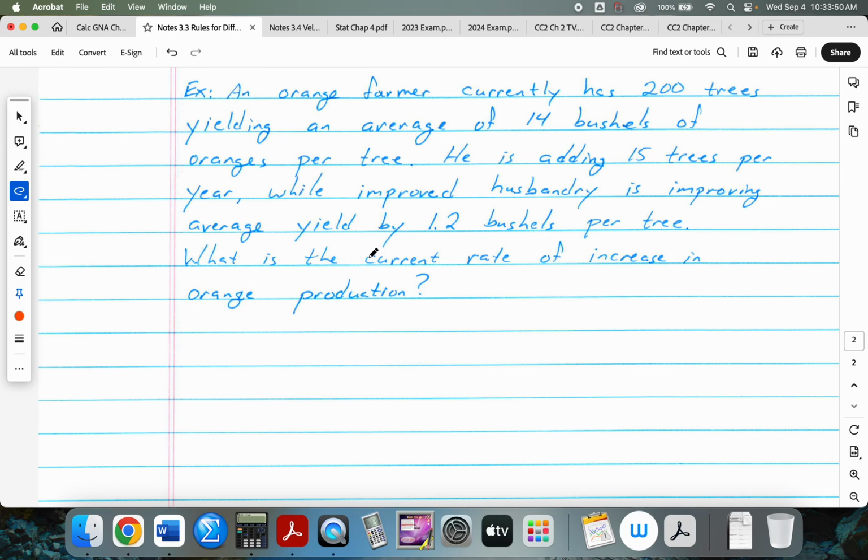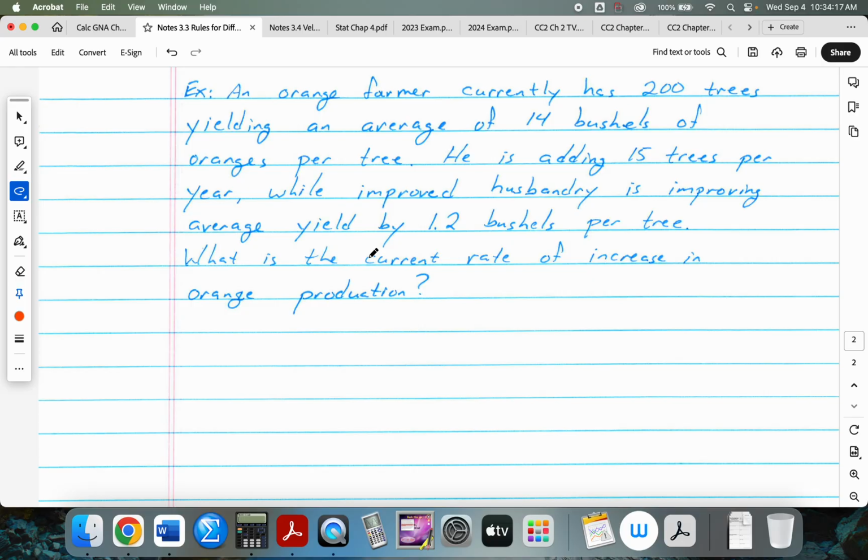So an orange farmer currently has 200 trees yielding an average of 14 bushels of oranges per tree. He is adding 15 trees per year, while improved husbandry is improving average yield by 1.2 bushels per tree. What's the current rate of increase in orange production?